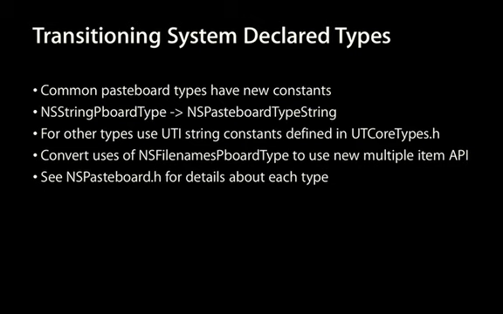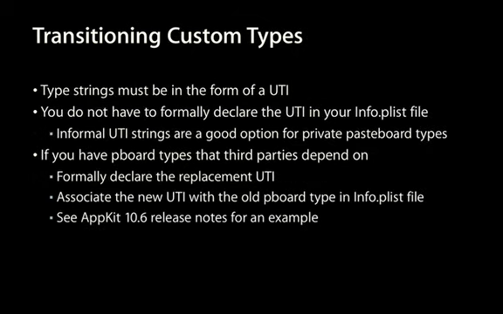Finally, if you take a look at NSPasteboard.h, details for each type are there. You just do a string-for-string mapping. Just a couple of notes on custom types. For your own types, if you don't share your type with anyone else, you just need to declare a new string that follows the UTI naming convention, kind of a reverse DNS naming scheme. And you don't need to formally declare the UTI in your Info.plist file.